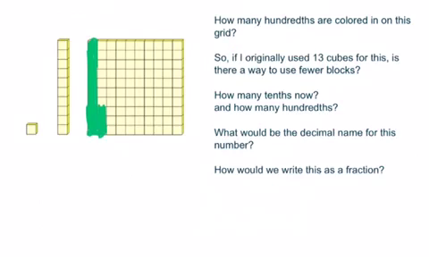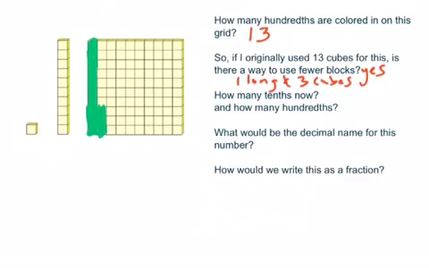So let's move on. So how many hundredths are colored in on this grid? If you look at that, you've got 10 plus another 3. So hopefully you would be telling me there's 13. So if I originally used 13 cubes for this, so imagine this right here is 13 individual little cubes like this, stacked up on that. Is there a way that I could use fewer blocks than those 13 individual little cubes? Hopefully you'd tell me yes, I could do 1 long and 3 cubes.